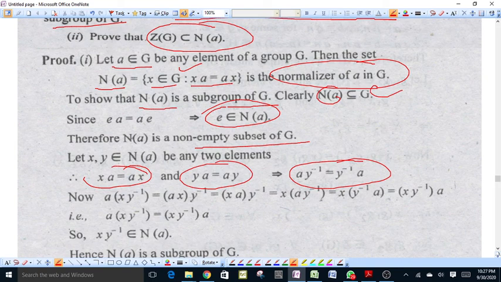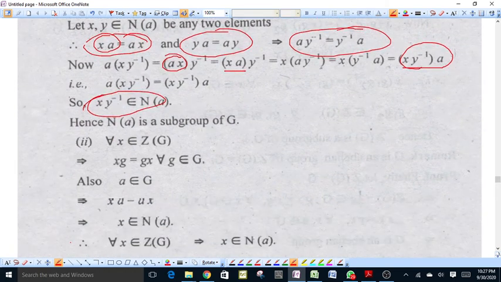Also, Axy inverse will be equal to, by using associative law, Axy inverse, and because Ax is equal to Xa, therefore this will be equal to Xa y inverse, and again by using associative law, Axa y inverse will be equal to Xy inverse A, that is Xy inverse A. This means Xy inverse belongs to Na. Therefore, Na is a subgroup of G.